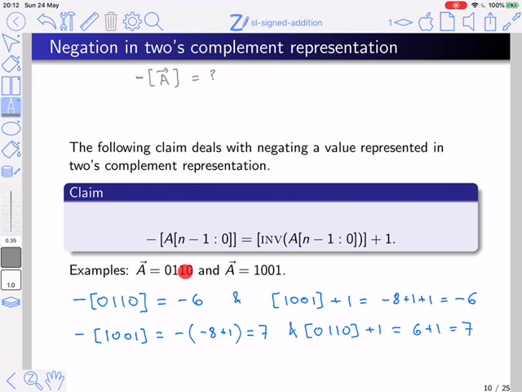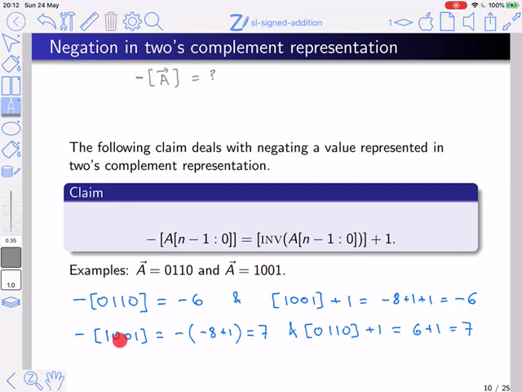Let's see an example of this claim before we prove it. Suppose that A is 0, 1, 1, 0. This is our A. We look at minus A. Well, A represents the number 6, so this is minus 6. Now let's take the bits of A and invert them. So the 0, 1, 1, 0 inverted becomes 1, 0, 0, 1. The 1, 0, 0, 1 represents in 2's complement representation minus 8 plus 1. That's the minus 8 plus 1 we see here. And there's the extra 1 from here, which the claim tells us we need to add. Minus 8 plus 1 plus 1 becomes minus 6. Indeed, minus 6 on the right-hand side equals minus 6 on the left-hand side. Let's look at A, which equals 1, 0, 0, 1.